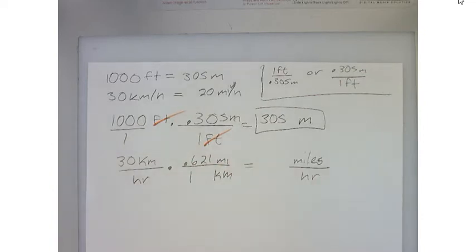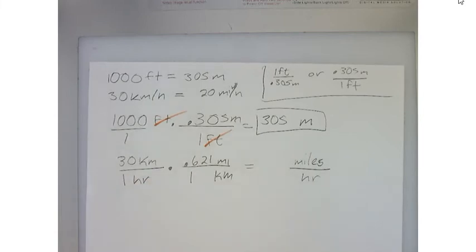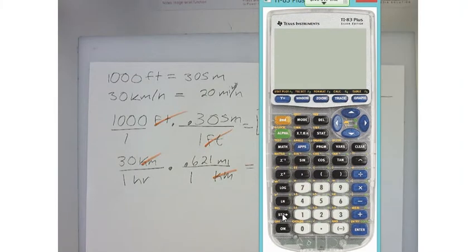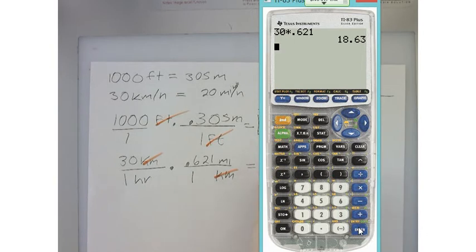Now here's the interesting thing. This is 30 kilometers per 1 hour. I've canceled the kilometers. Do I need to cancel the hours? No, so I'm done. I just need to multiply that straight across. Well, what is 30 times 0.621? Let's get out our handy dandy calculator and see. If I turn on my calculator, hit clear, 30 times 0.621, 18.63. Not quite right, is it? I guess you could round it, but really the more precise answer is 18.63.